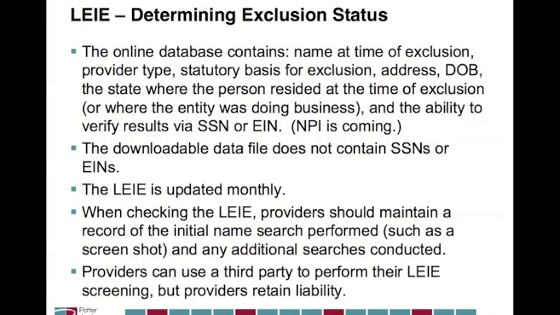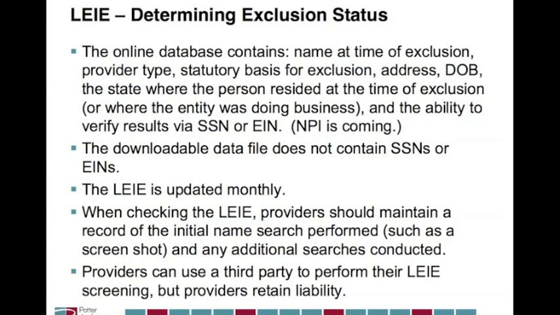It will indicate what the nature of the offense was that led to the individual being excluded, the individual's address, date of birth, and the state where they resided at the time of the exclusion, or where the provider entity was doing business at the time of the exclusion, and the ability to verify results using social security numbers or employer identification numbers. The website does not yet have the ability to confirm with national provider identification numbers, but that is coming.